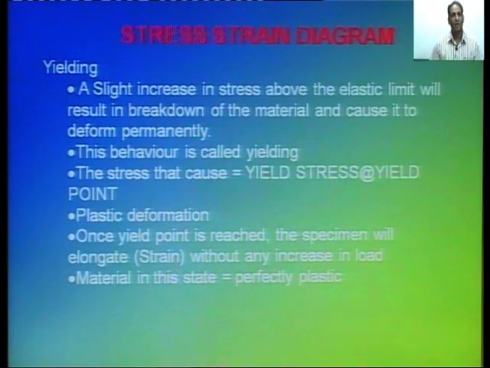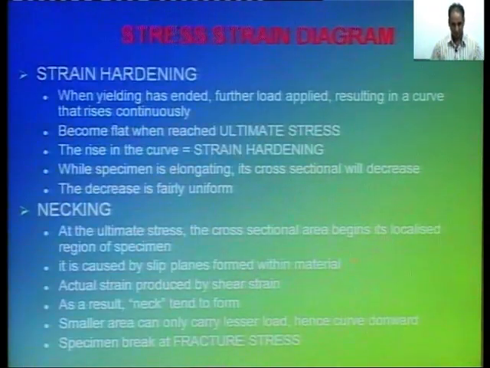At the yielding point, plastic deformation also occurs. Once the yield point is reached, the specimen will elongate, that means strain occurs without any increase in load at the yielding point. So, up to the yielding point, the material is always elastic in nature.